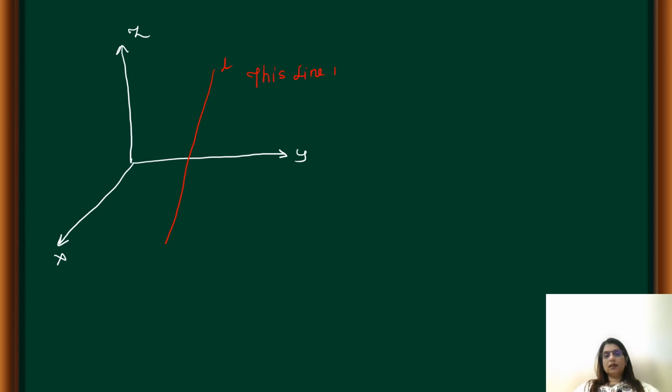This line is in space. In the room which you are sitting in, just try to see that you're keeping one line somewhere in the space. It is not leaning, it is not touching any wall, it is just in the space. And we have to find the equation of such a line.